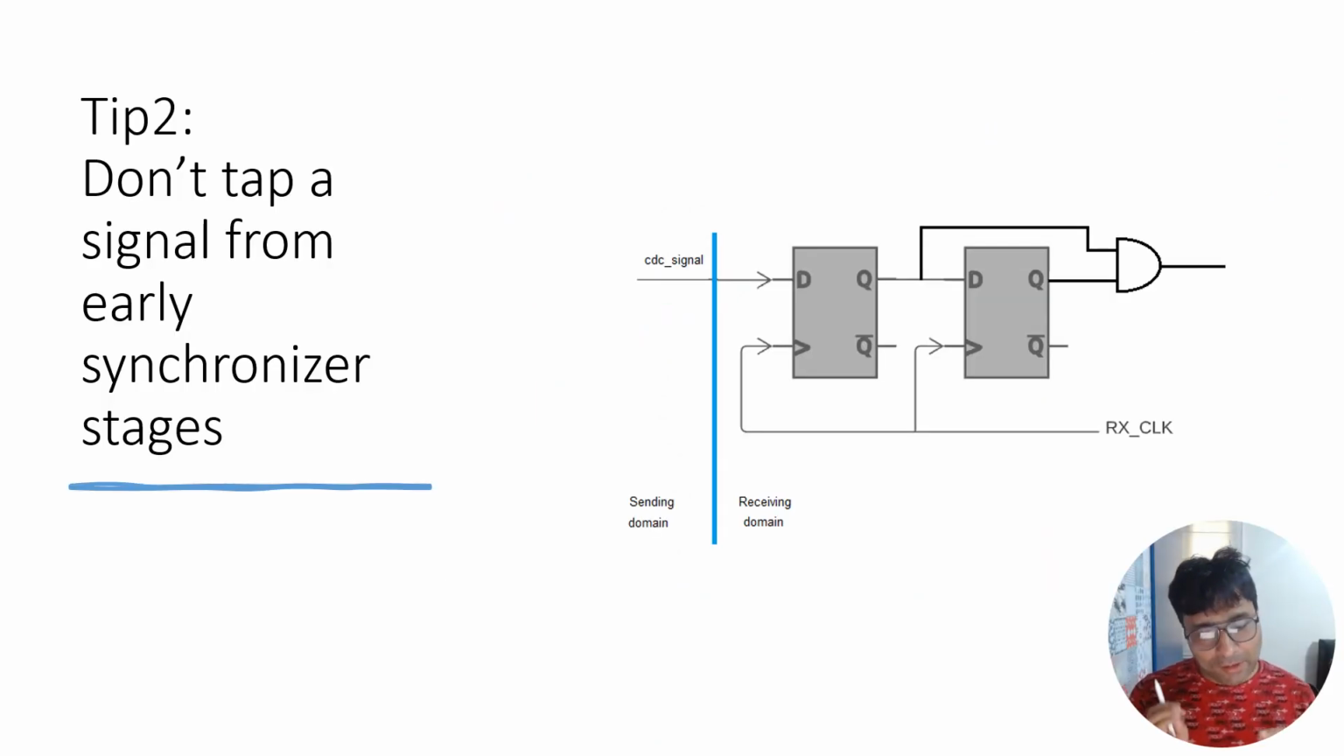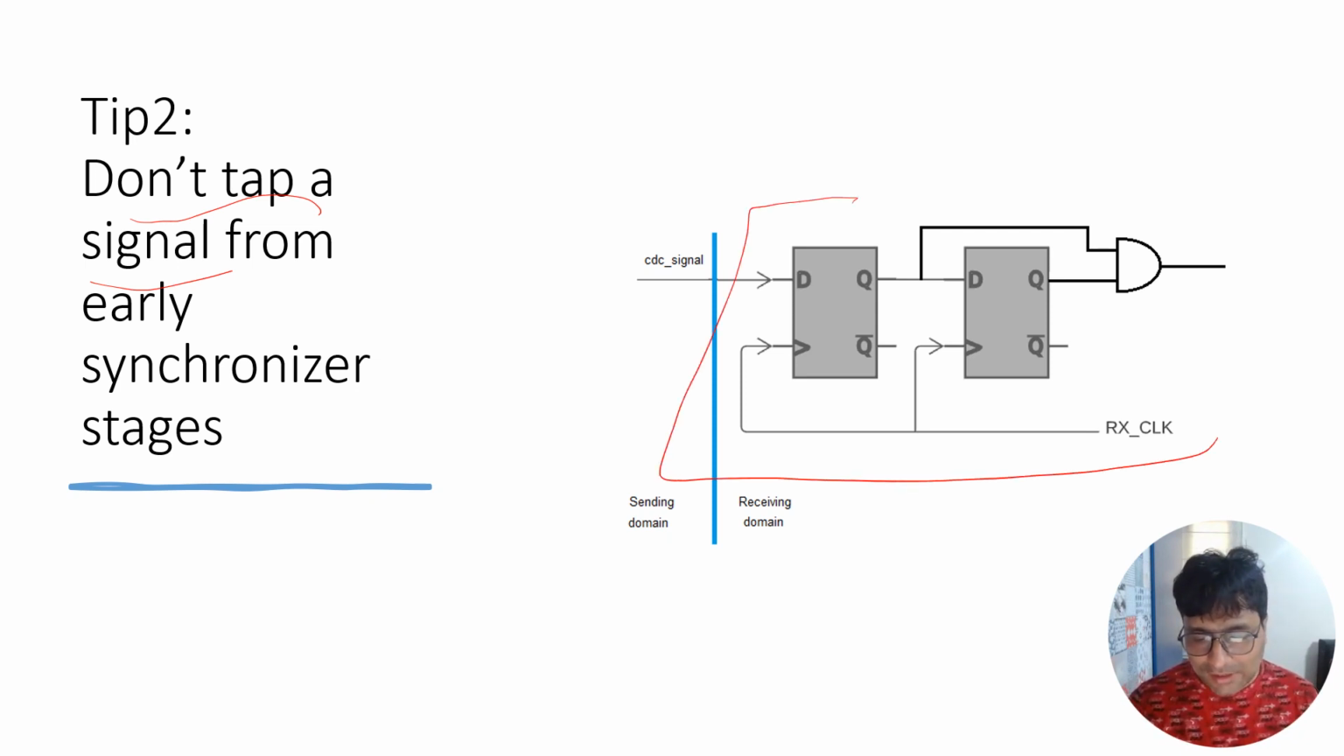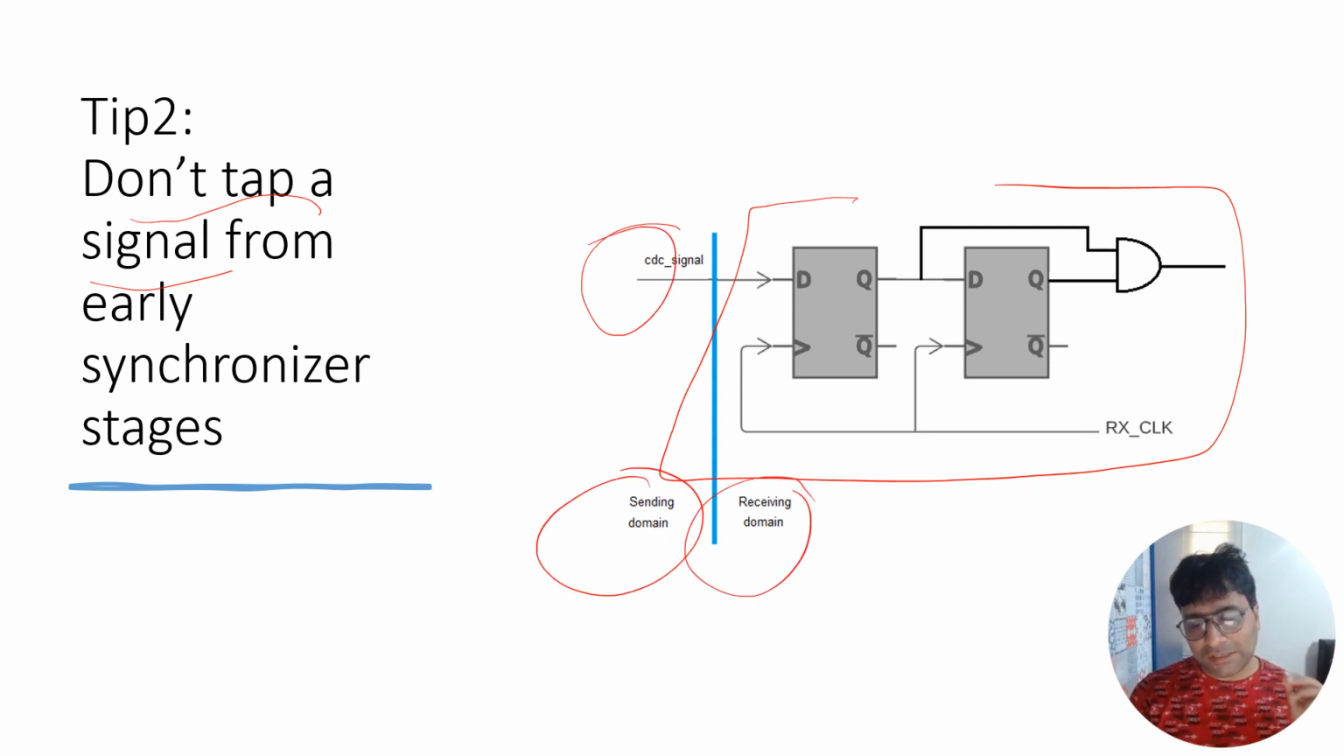Second tip, very, very important tip. If you're using a synchronizer, don't tap a signal from the early synchronizer stages. So here there is a synchronizer. You're sending a CDC signal from the sending domain to the receiving domain, and this is the first flop of the synchronizer. This is the second flop of the synchronizer. Don't tap a signal in between the synchronization stages. That can make your MTBF go really bad and may possibly cause cases where this metastability can actually propagate in the design.